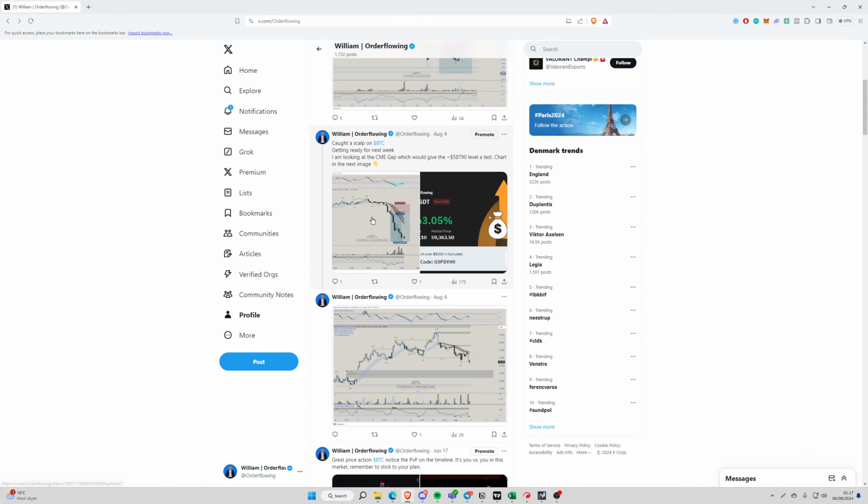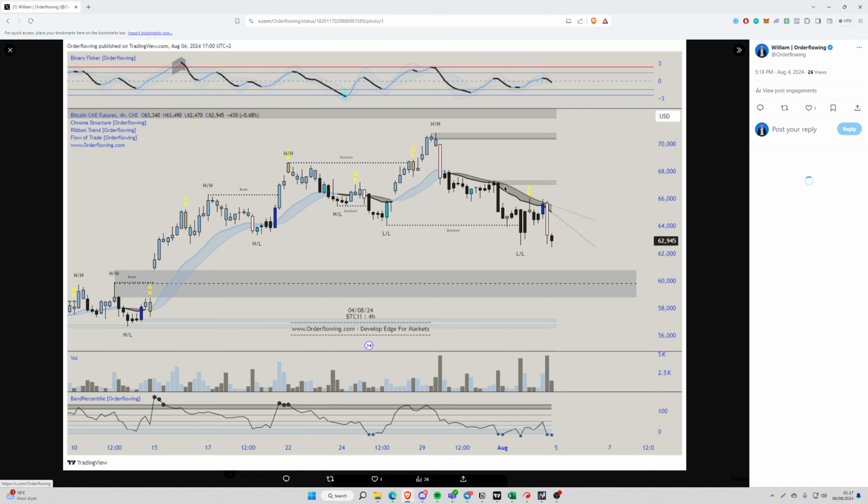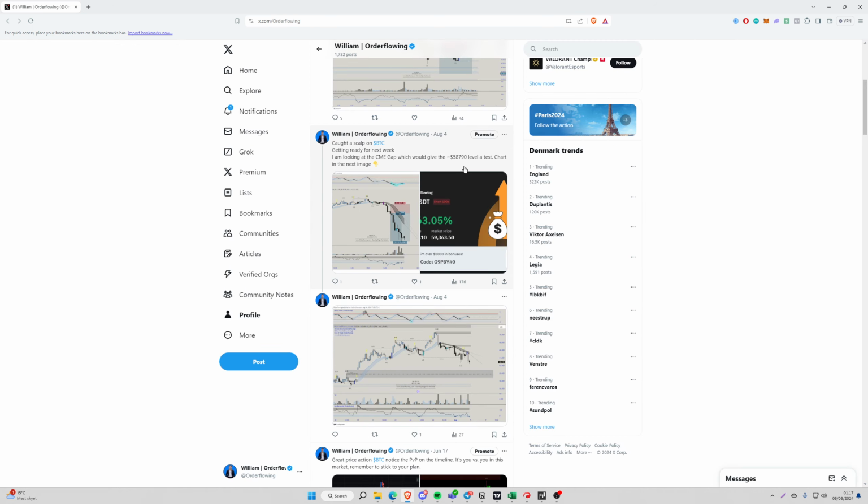Started off with this scalp trade I took. I was looking at the CME gap, which you can see in the next chart here. So the gap was coming in at around the $58,790 level, and I wanted to see if we could test that.